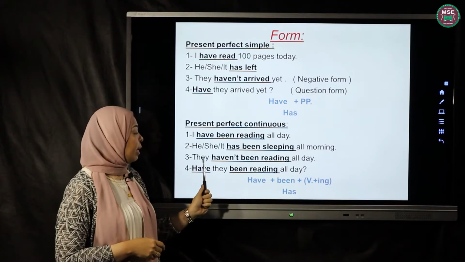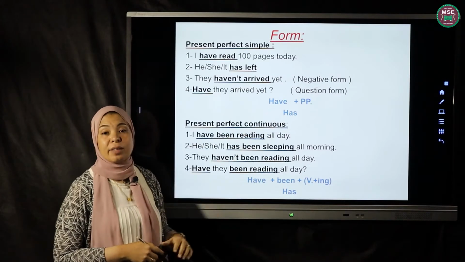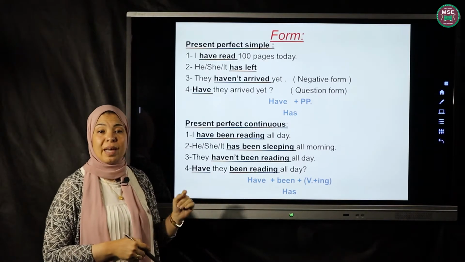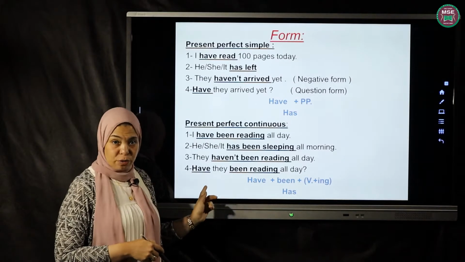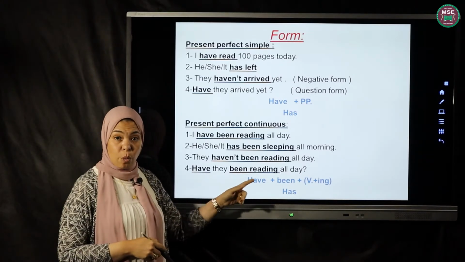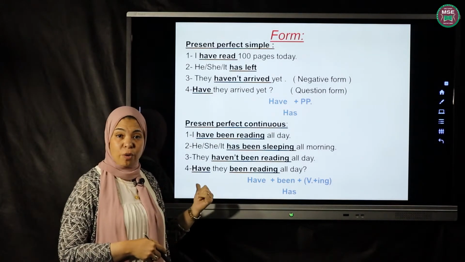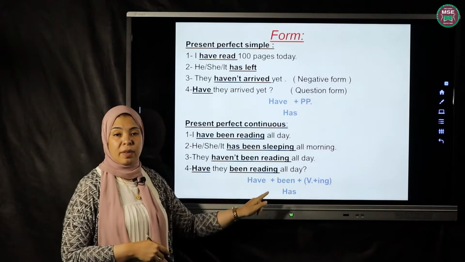Number 3, they haven't been reading all day. This is, as we said before, negative form. So the same for the perfect continuous, we put not at the end of have or has. The last one is a question form. Have they been reading all day? So the same, we start with the helping verb, have or has, then the subject pronoun, then been, and the verb and the ing form.